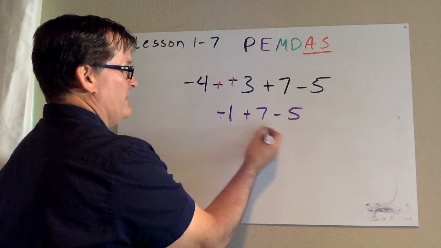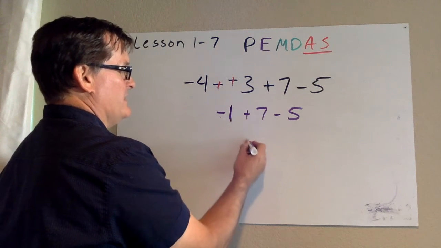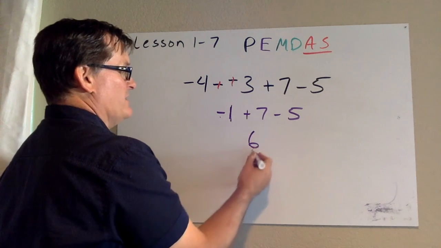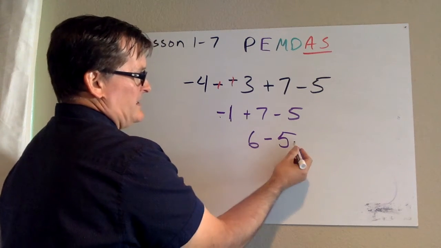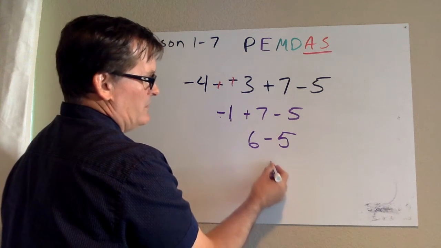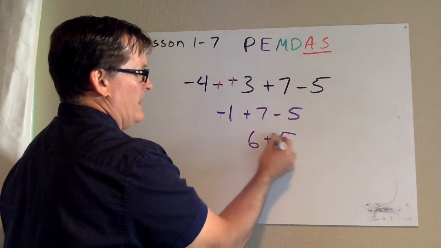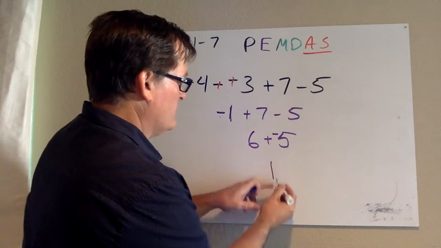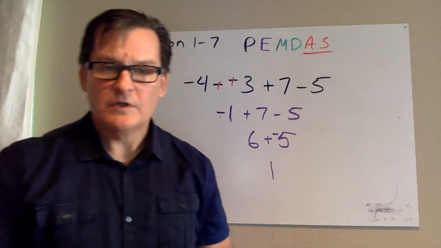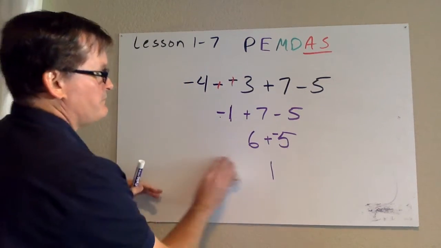Negative 1 plus 7 now. Different signs, so take the difference. 7 is the more powerful one, so I leave a positive, minus 5. Now I can see this is 6 minus 5, which we know is 1. I can also rewrite as 6 plus a negative 5, still going to be 1. The difference of the two is 1. 6 is the more powerful, so it's positive 1.